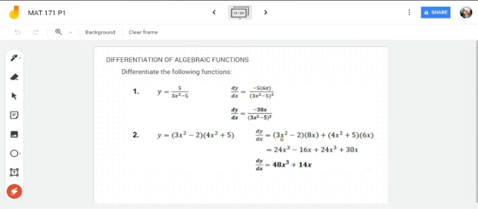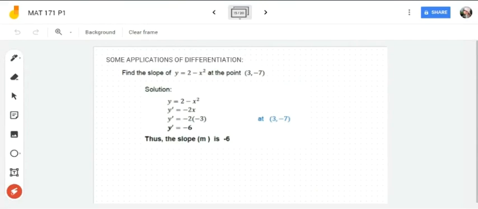If we simplify this, we distribute the 8x here. So this will become 24x cubed, minus 16x. And then here, 6 times 4 is 24x cubed, and 5 times 6 is 30x. So we will combine the like terms. 24 plus 24 is 48x cubed, and 30 minus 16 is 14x. So the derivative of 3x squared minus 2 quantity 4x squared plus 5 is equal to 48x cubed plus 14x.